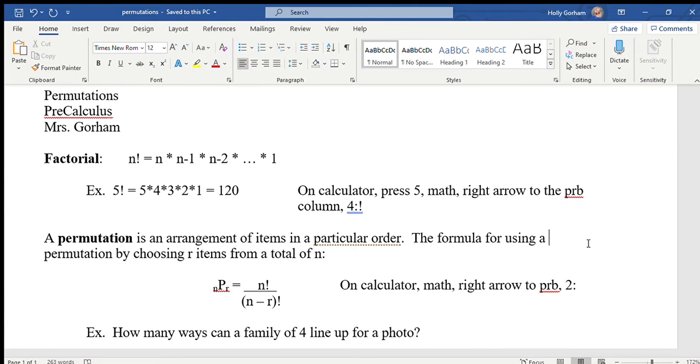Now, as we talk about permutations, a permutation is an arrangement of items that are in a particular order, meaning the order in which things are arranged matters. The formula for a permutation choosing r items from a total of n would be nPr equals n factorial over n minus r factorial. Now, you don't have to know the formula because your calculator has this function. If you press math, right arrow to the PRB column, and then number 2, that's going to be your nPr.